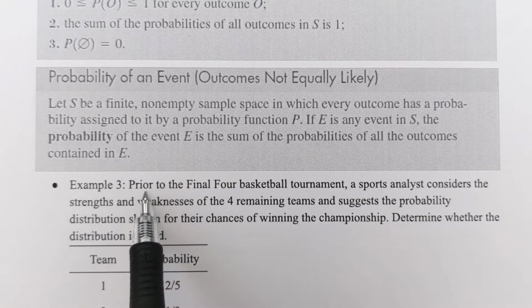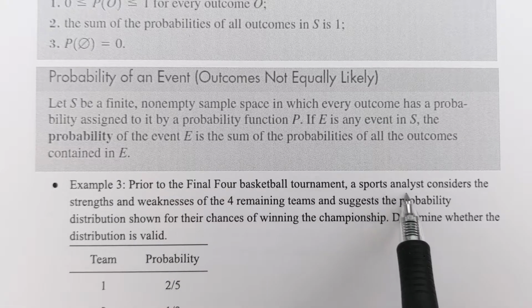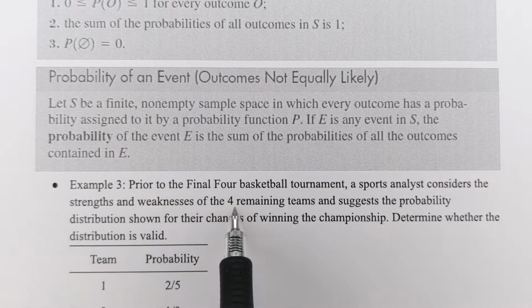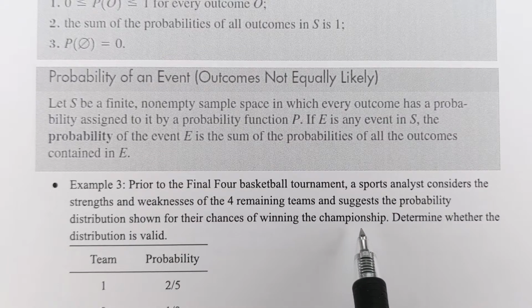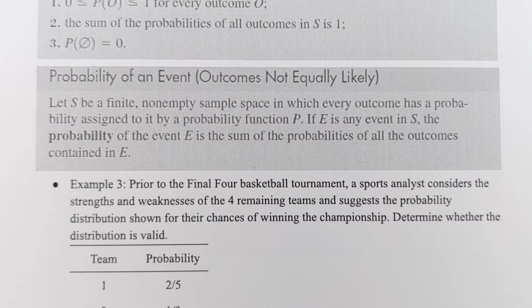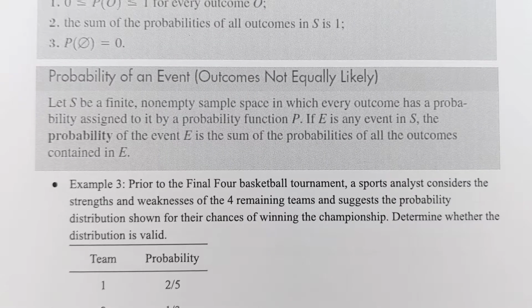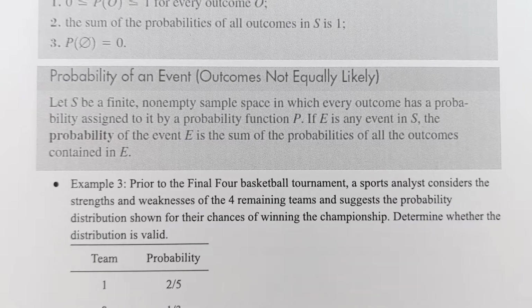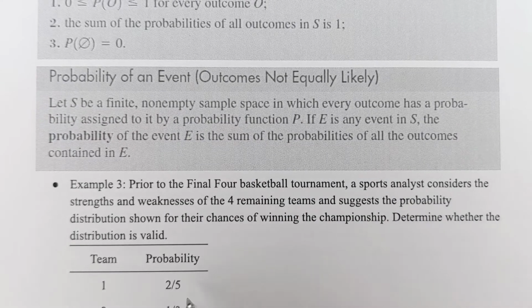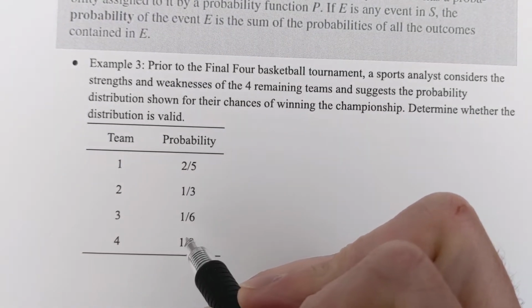So example 3: prior to the Final Four basketball tournament, the sports analyst considers the strengths and weaknesses of the 4 remaining teams and suggests a probability distribution shown for the chance of winning the championship. Determine whether the distribution is valid. So each individual probability has to be between 0 and 1, which those all are.